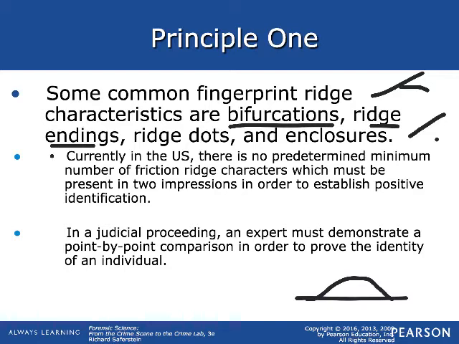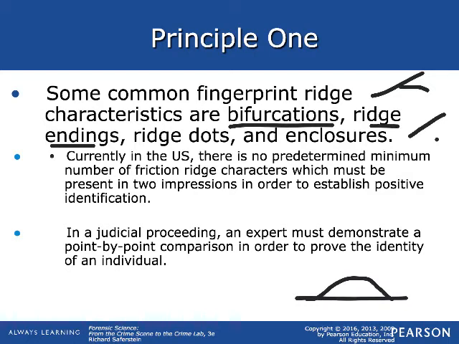Okay, now, remember when we talked about CODIS and DNA, remember we said you had to have 13 characteristics that had to be the same in order to say, yes, this is definitely that person. Okay, now with fingerprints, they haven't decided on a minimum number of ridge characteristics or minutia that have to be present in both fingerprints to say it's positive.